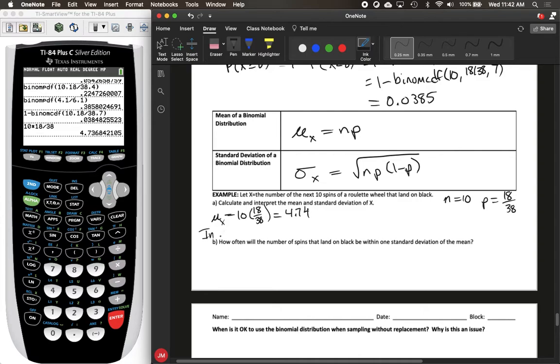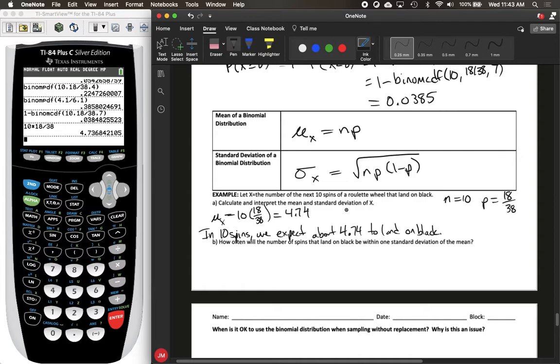So to interpret that, we would say that in 10 spins, we would expect about 4.74 to land on black. So a little bit less than half of the spins we would expect to land on black, which should kind of make sense because our probability of getting a black would be a little bit less than half. 18 out of 38 is a little bit less than 50%.